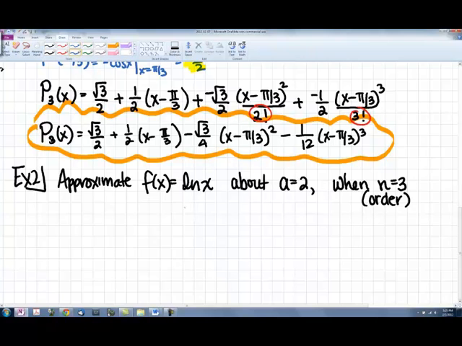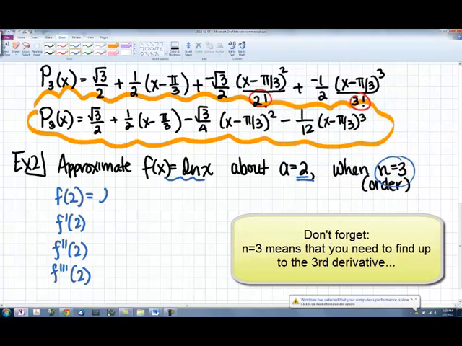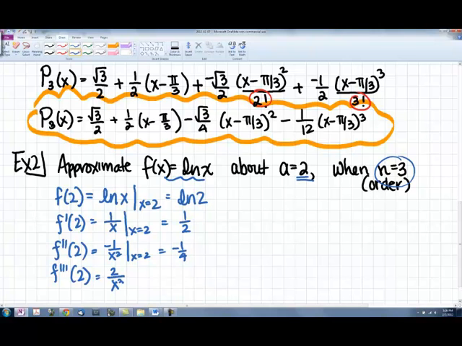So our function is ln of x, so we need to find f of 2, f prime of 2, f double prime of 2, and f triple prime of 2. So f of 2 is going to be ln of x evaluated at 2. Then when we take the derivative, we have 1 over x at x equals 2 makes it 1/2. Then we take the derivative again, negative 1 over x squared, which is negative 1/4, and then 2 over x cubed, which is going to be 2 over 8, which simplifies to 1 over 4. So again, these are the derivatives that we need to plug in.